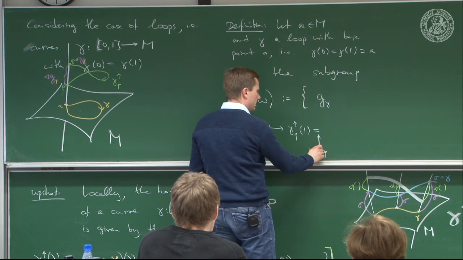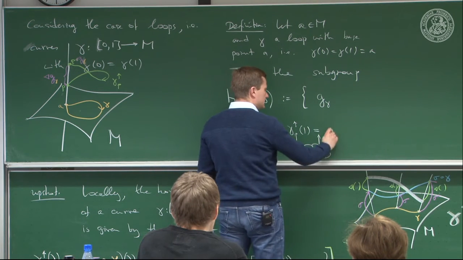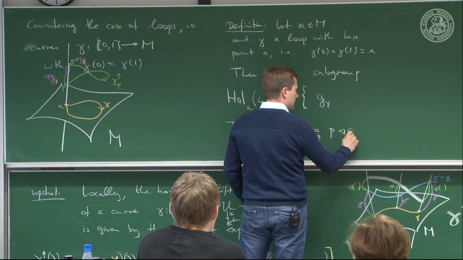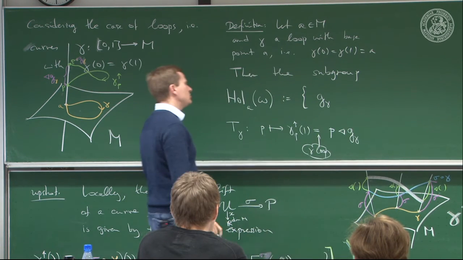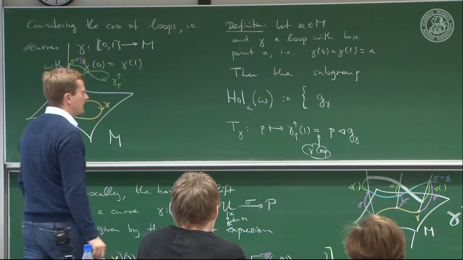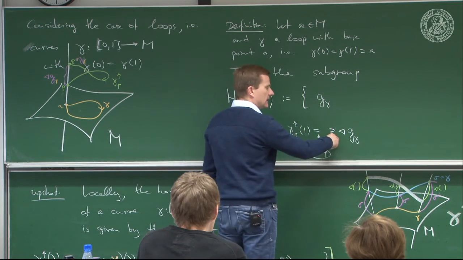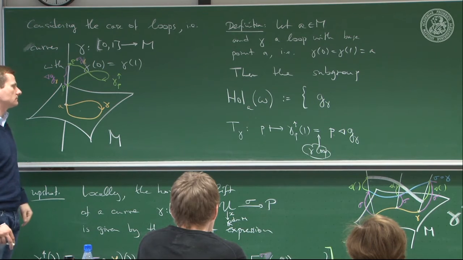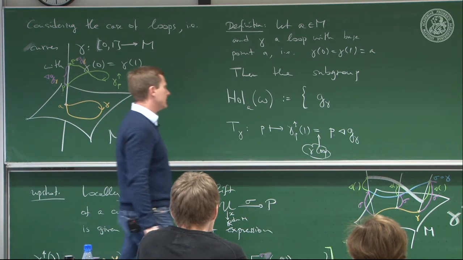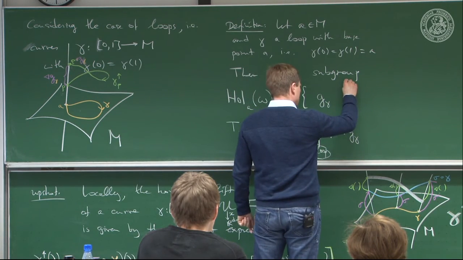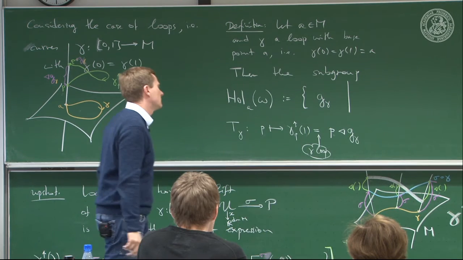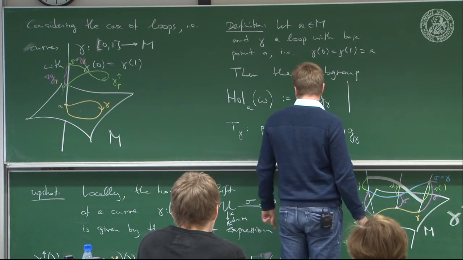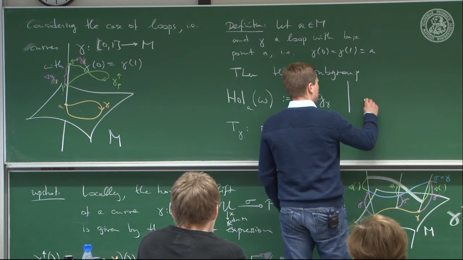Gamma is a loop. I know that this can be written as the original point I started from, and that there is a unique group element G sub gamma, I just call it like this, that produces this result from this P. This is the guy I wrote here. And I take all these G gammas which have this property.